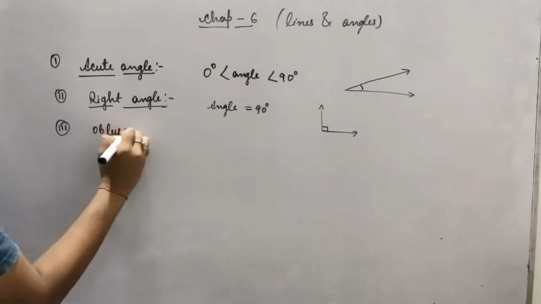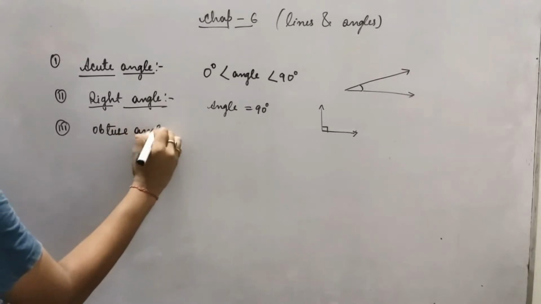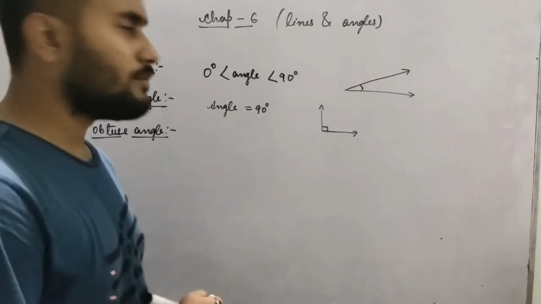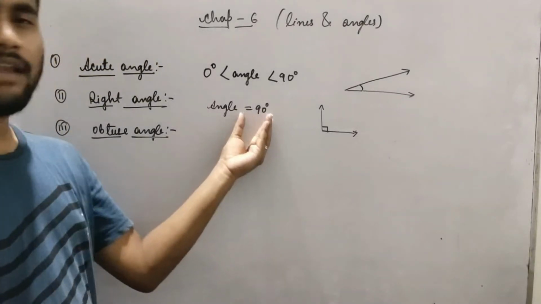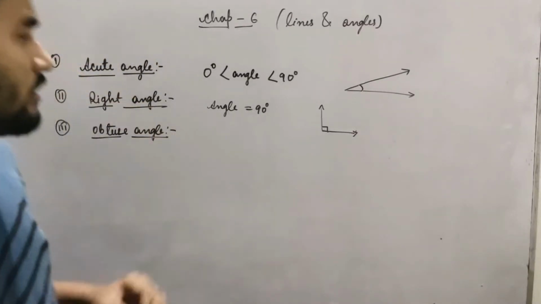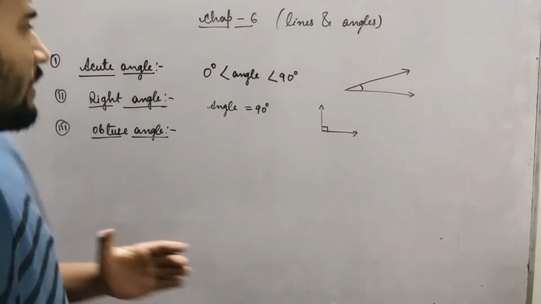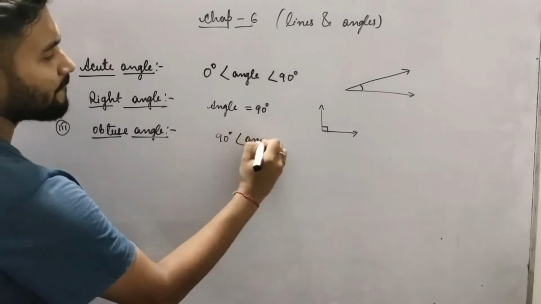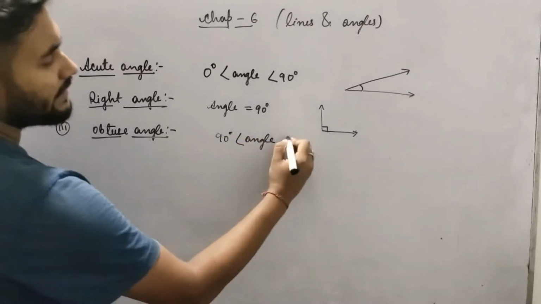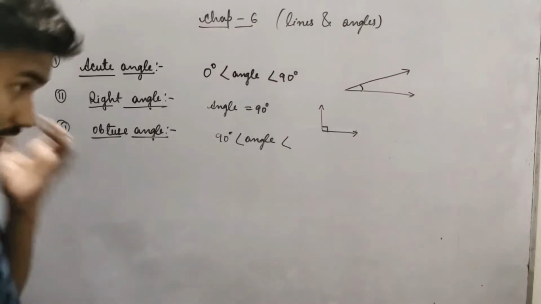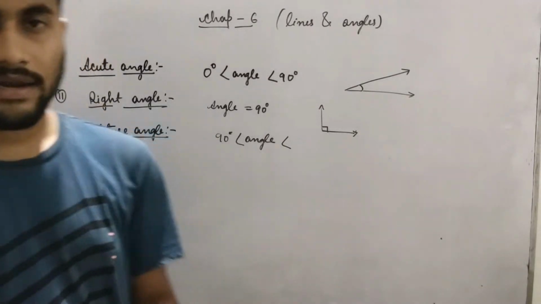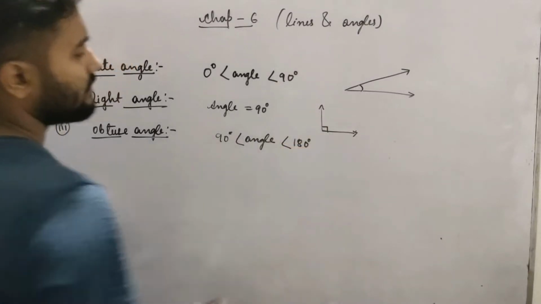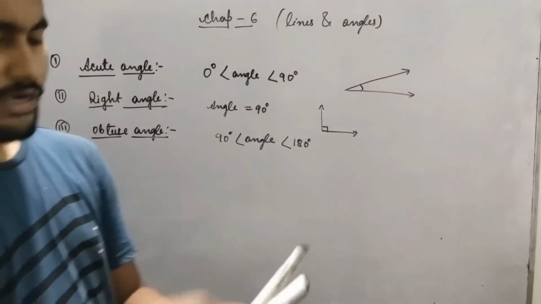Number 3 is the obtuse angle. So what is an obtuse angle? Till 90 degree is done, now more than 90 degree. So an obtuse angle is greater than 90 degree. The angle will be greater than 90 degree, but less than 180 degree. The angle is rotating.